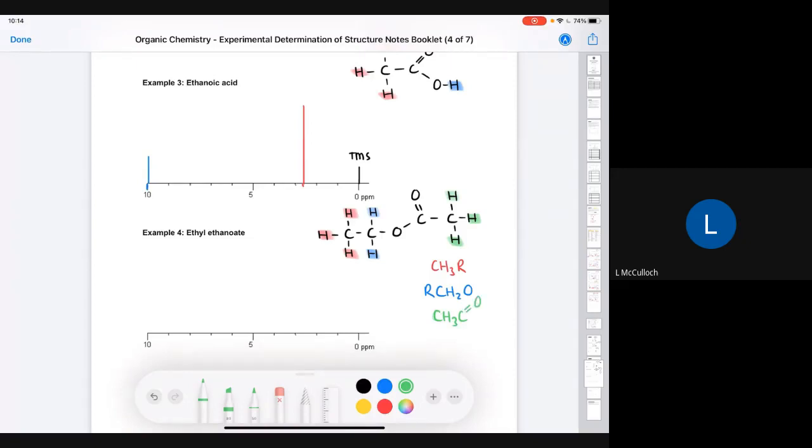So when you go and look at page 16 of your data booklet, you can look at the shifts for all of those. So again, before we forget, we'll pop that TMS peak in. Right, so I'm going to start looking at the red hydrogens. So we're looking for a CH3 just bonded to an R group, and that's the first entry on page 16 of your data booklet between 1.5 and 0.9. So I'm going to pop that in there.